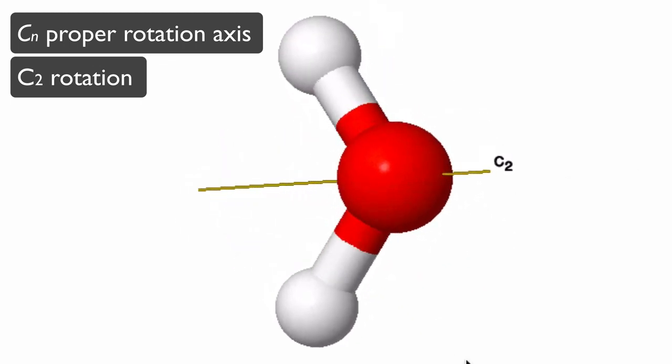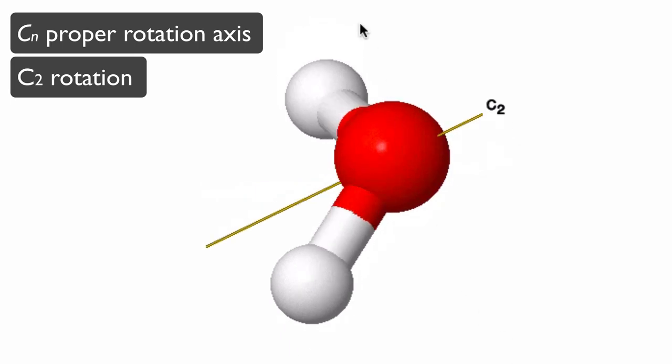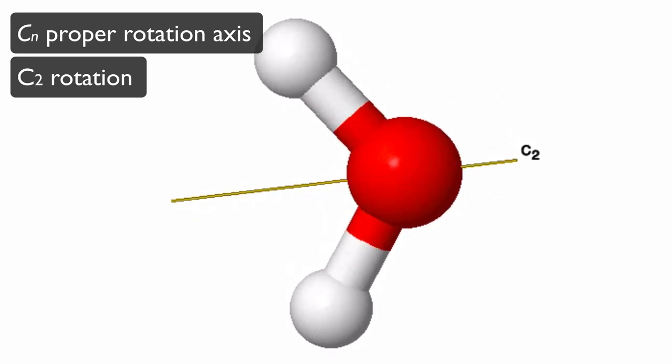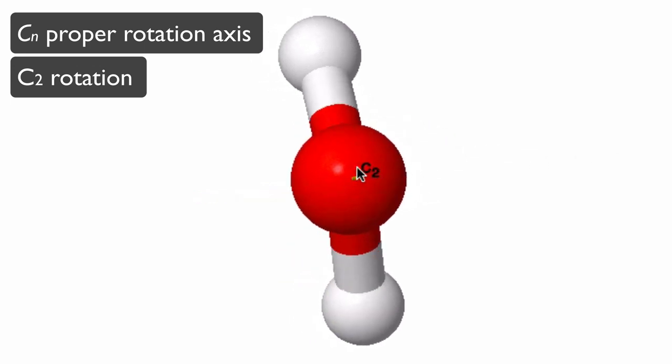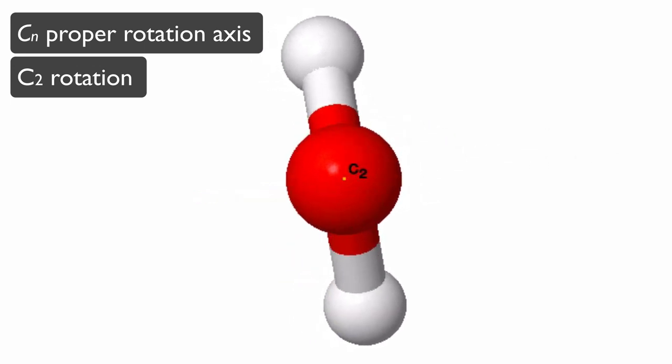Let's look sideways on. There, we'll look sideways on and rotate it, and there you can see it. And let's just look from the top. Okay, so we're looking down on the oxygen here, and we'll rotate it again, and you can see we're turning about that C2 axis. We can look at ethane as well.